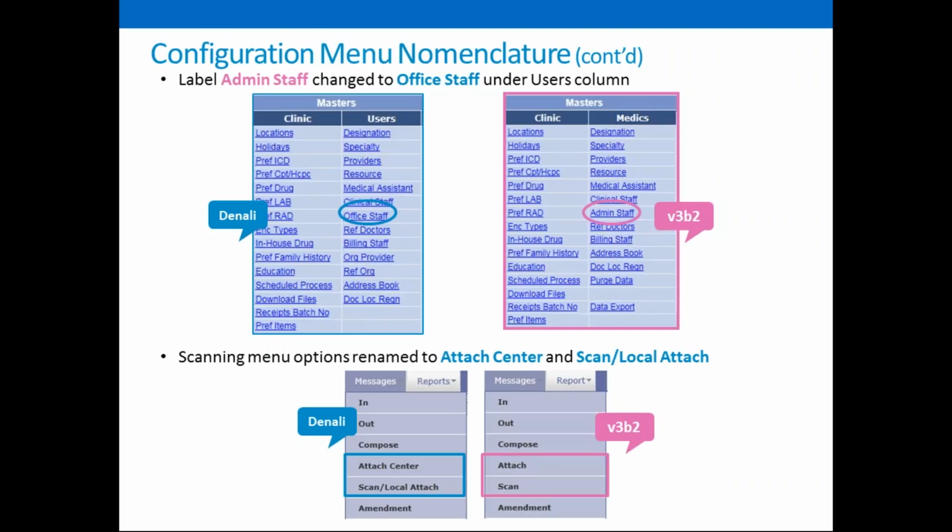Scan/local attach allows you to scan directly as opposed to bulk scanning or locally attaching. So maybe it's not something you've scanned, but you've created a Word document on your computer and you now want to attach it in Prognosis. You can do that through the local attach. So that menu choice has just been modified as far as the label so that you understand the full functionality underneath it.